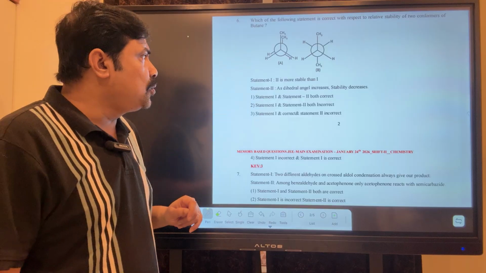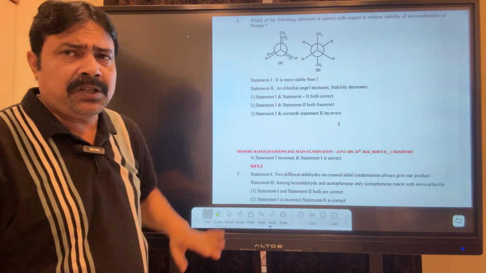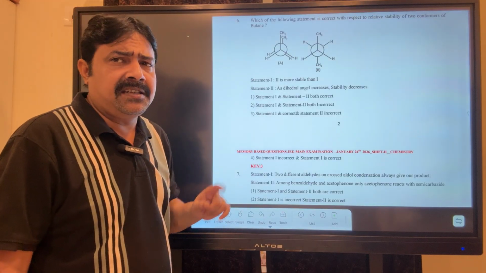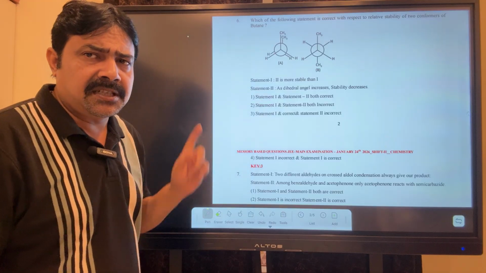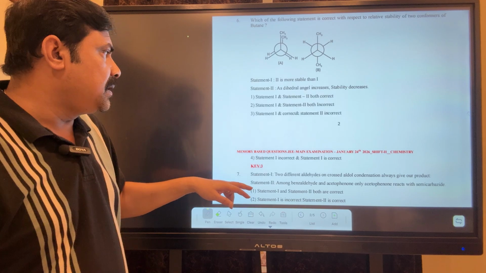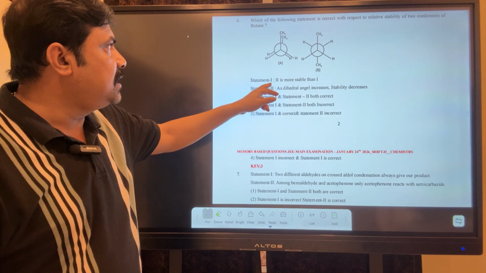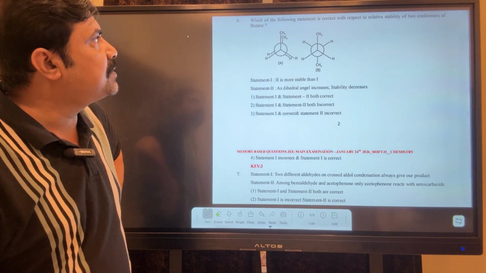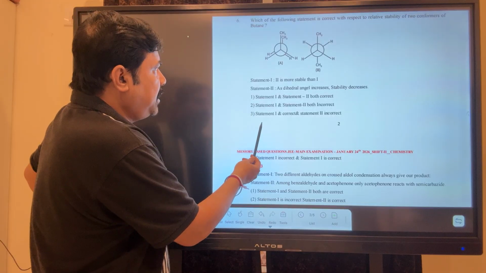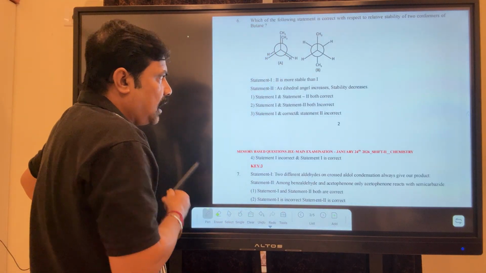So statement 1 is telling 2 is more stable than 1. That means B is more stable than A. That is correct. And statement 2 is telling as dihedral angle increases, stability decreases, but stability increases. Statement 2 is false. Statement 1 is correct. The question asks which of the following is correct with respect to stability of 2 conformations of butane. Statement 1 is correct and statement 2 is incorrect. That's why the third option will be your answer.